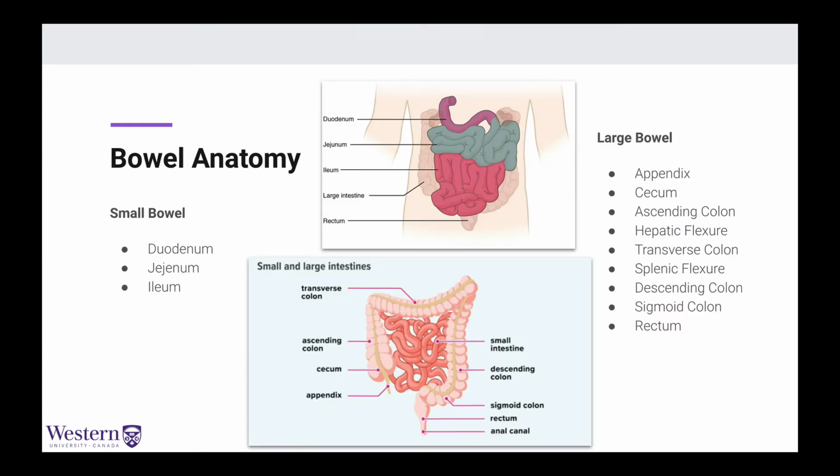Now, in terms of bowel anatomy, obviously we have the large bowel and the small bowel, of which there are various segments. Within the small bowel, we often divide it into the duodenum, jejunum, and ileum. And within the large bowel, there are various structures that can be declared, including the appendix, the cecum, portions of the ascending, transverse, and descending colon, as well as specific corners of the colon. So, for example, the splenic flexure or the hepatic flexure, and obviously the rectum at the very end.